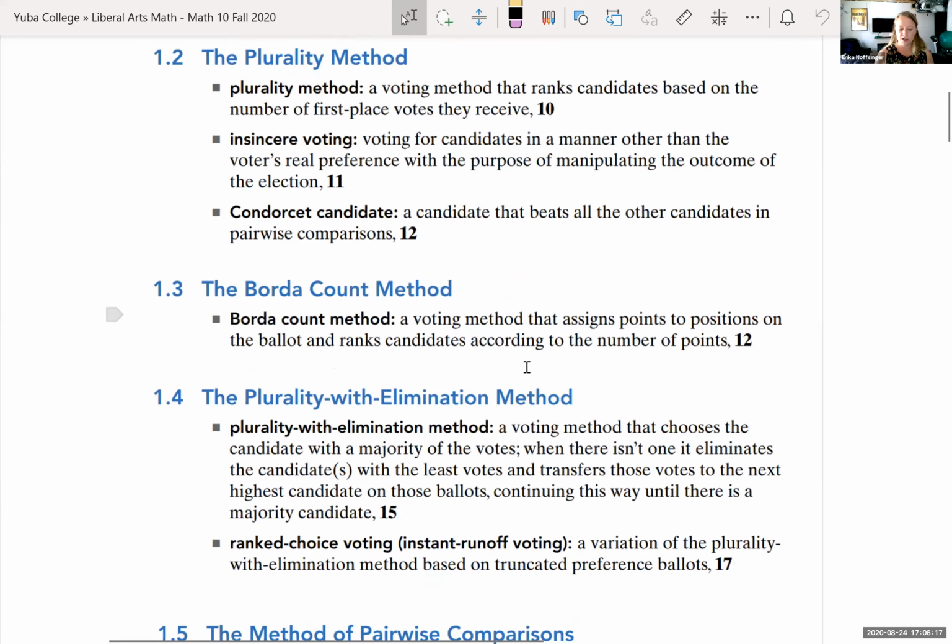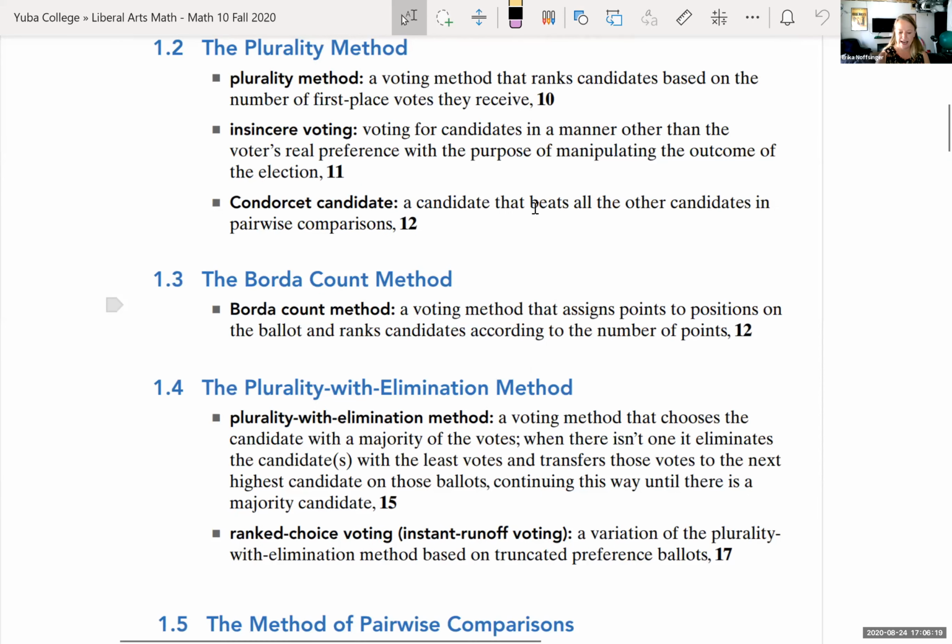We looked at Condorcet candidates. This is a candidate that beats all the other candidates in a pairwise comparison. So we had to take each candidate and pair them with each other candidate and see if we just paired them with that other one, would that be the winner or the loser? And from there, you would look at the one who won most of the pairwise comparisons.